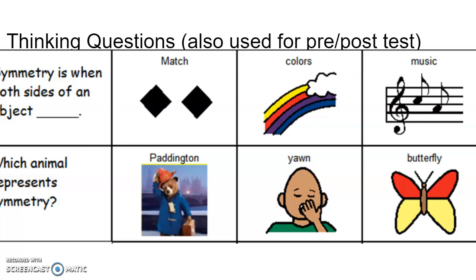Second question, which animal represents symmetry? Is that Paddington, a yawn, or a butterfly? Think really hard. There was an animal in our lesson. Which animal do you remember?